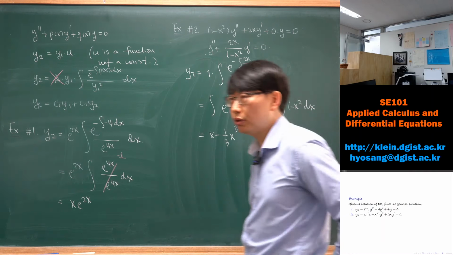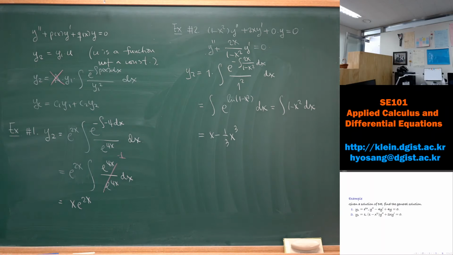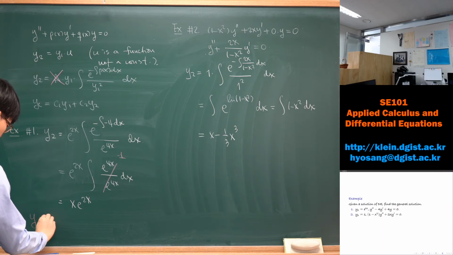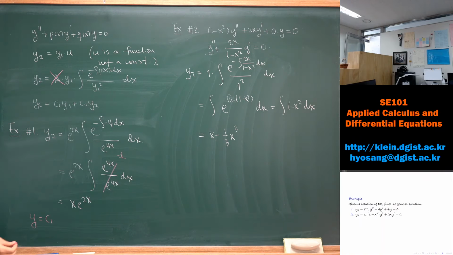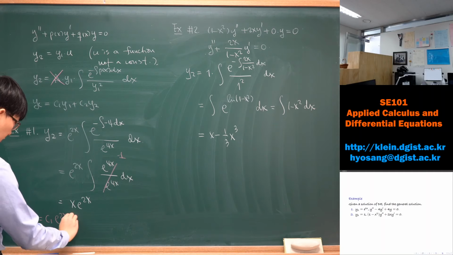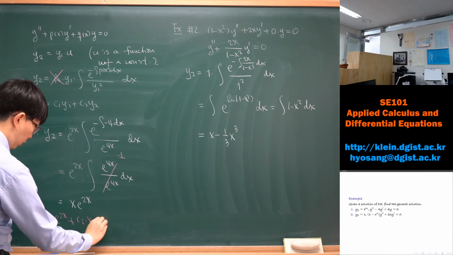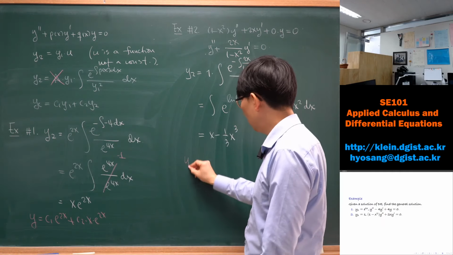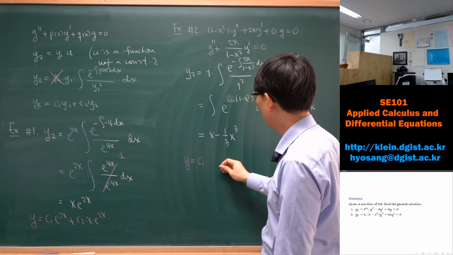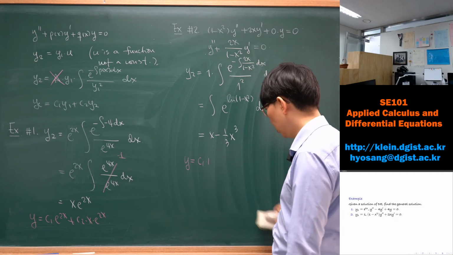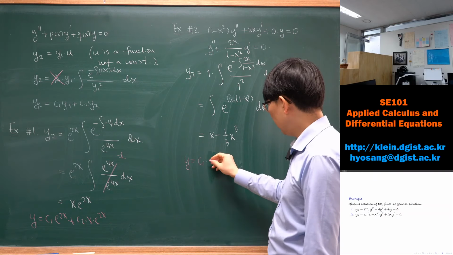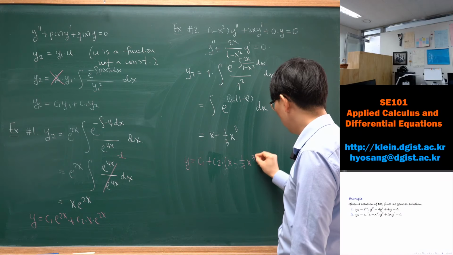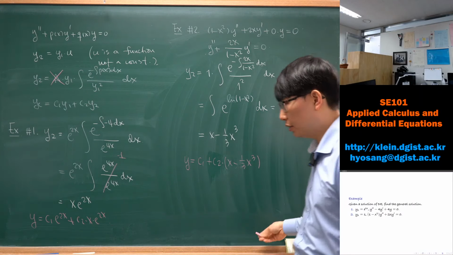Okay, so the question asks to find the general solution. For the first example, the general solution is y equals c1 times y1, which is e to the 2x, and c2 times e to the 2x. And for this question, the general solution is y equals c1 times 1, so simply c1 plus c2 times x minus 1 over 3 x cubed. So this is the general solution.